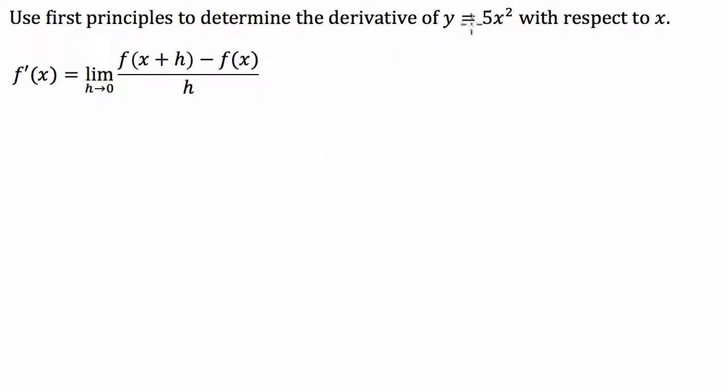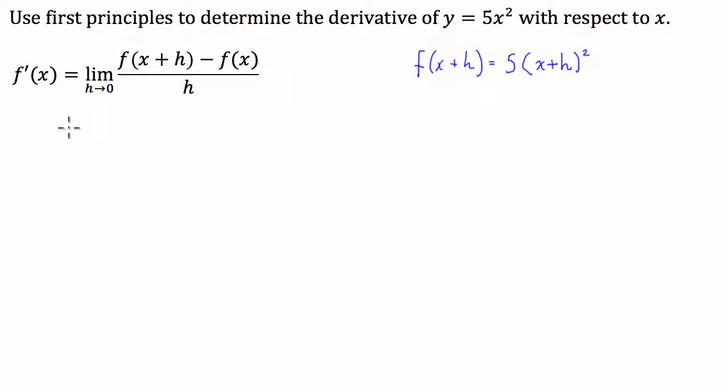So basically what we have here is f of x is equal to 5x squared. So let's break this down. We're going to have f of x plus h, and that's just f of x, but we replace the x with an x plus h. So it'll be 5, and rather than writing x, we write x plus h squared. So that's what we're going to sub in for x plus h. So let's go about solving this.